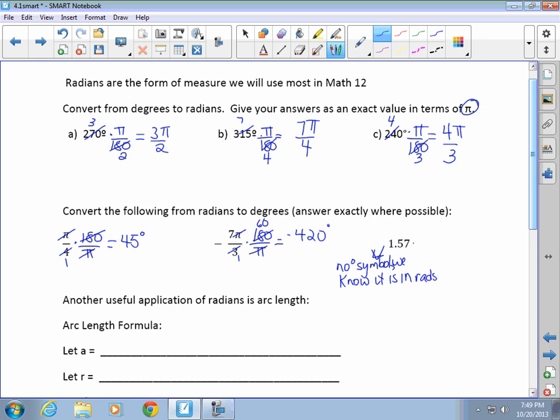So that means I'm going to multiply this by 180 over pi. So in this case, you would multiply 1.57 times 180 and then divide it by pi. And you can do that right on your calculator. Your calculators have a pi symbol, so use the pi symbol because it'll give you a more exact answer. So this one rounded would be 89.95 degrees.